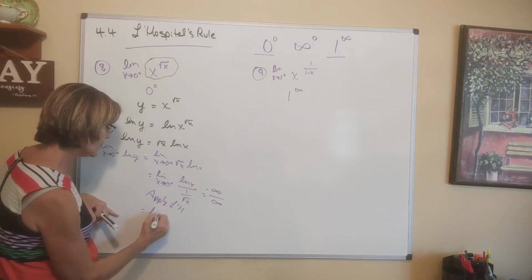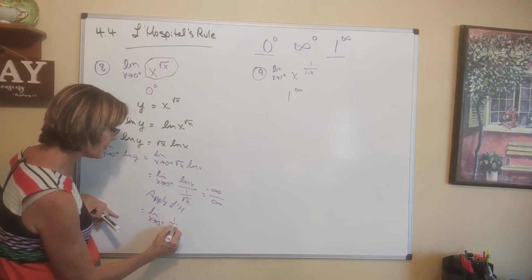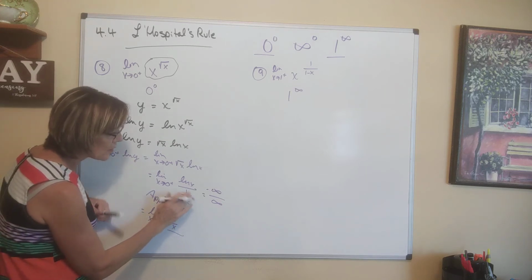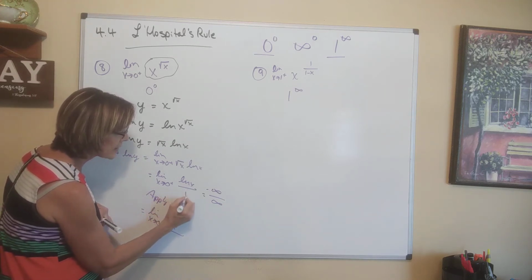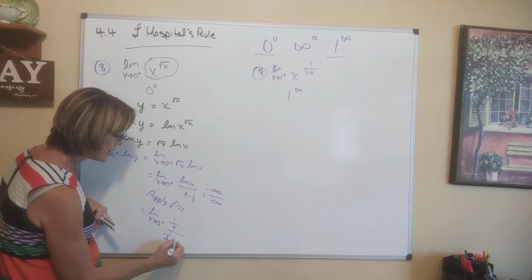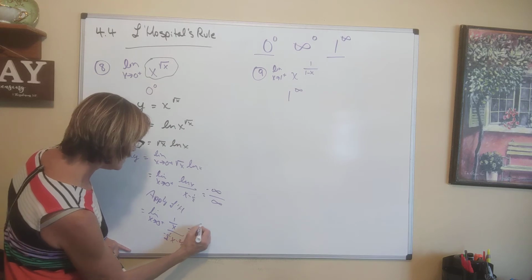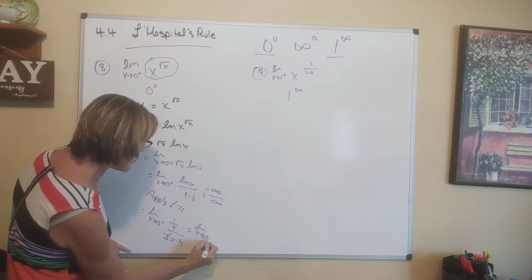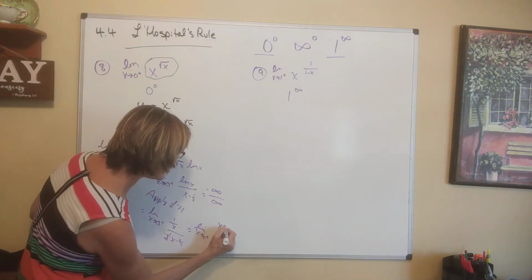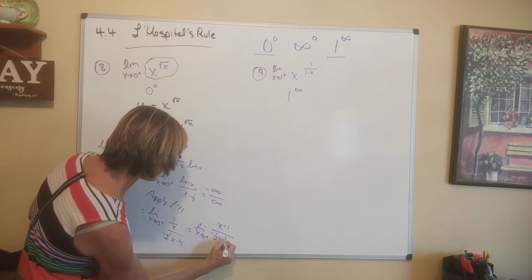Okay, what do we get here? This is equal to the limit as x goes to 0 from the right of the derivative of natural log of x, which is 1 over x, over the derivative of 1 over square root of x, which is really x to the negative 1/2. If I take its derivative, it's negative 1/2 x to the negative 3/2. So this is really the limit as x goes to 0 from the right of 1 over x, which is x to the negative 1, over negative 1/2 x to the negative 3/2.